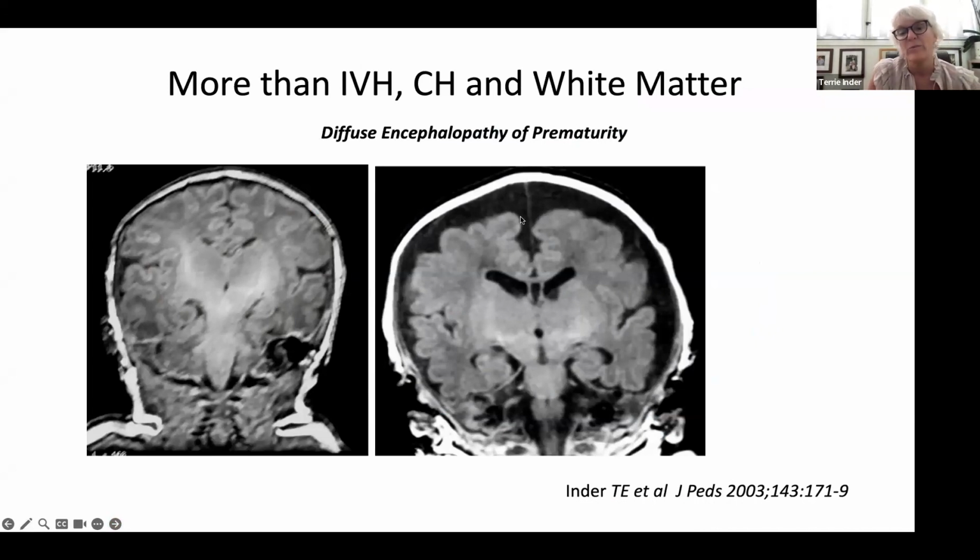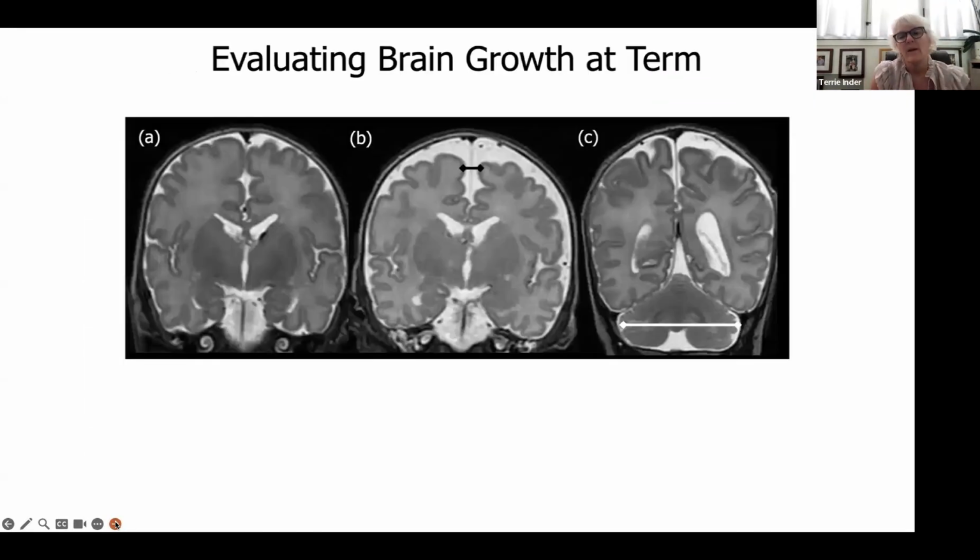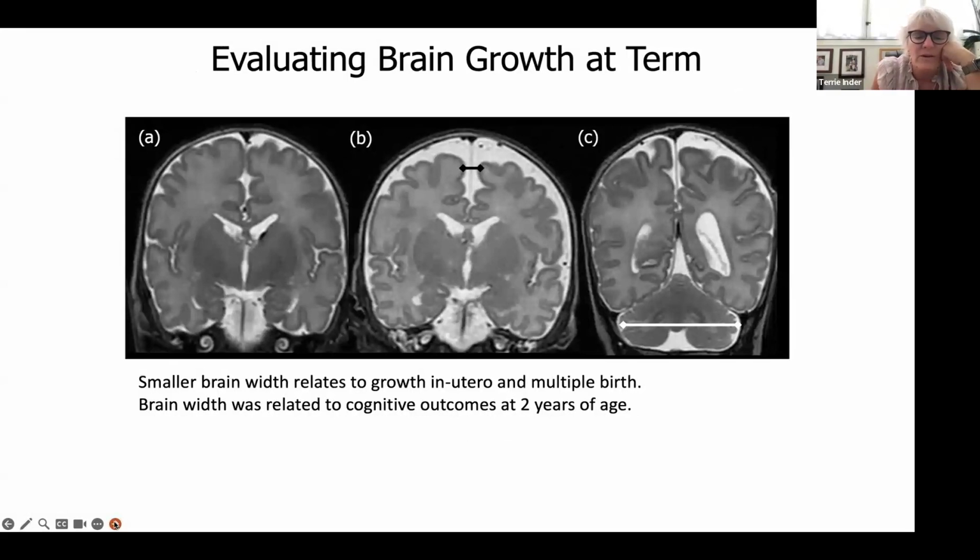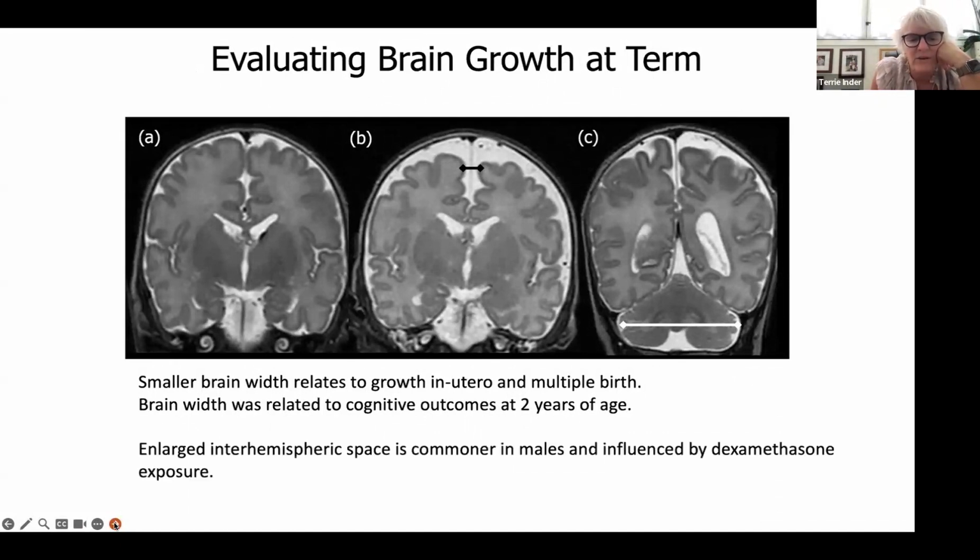That there's this kind of room for growth around the brain in these babies, with ex vacuo dilatation of the ventricles and those large extraaxial spaces, and this simplistic form of folding, which is often called the diffuse encephalopathy of prematurity. But you can evaluate that, and you can evaluate it by some very simple measures that can capture the distance between the hemispheres and can measure certain things, such as the size of the cerebellum. And we've shown that smaller brains often relate to impaired growth and multiple birth, and that brain width does relate to cognitive outcomes.